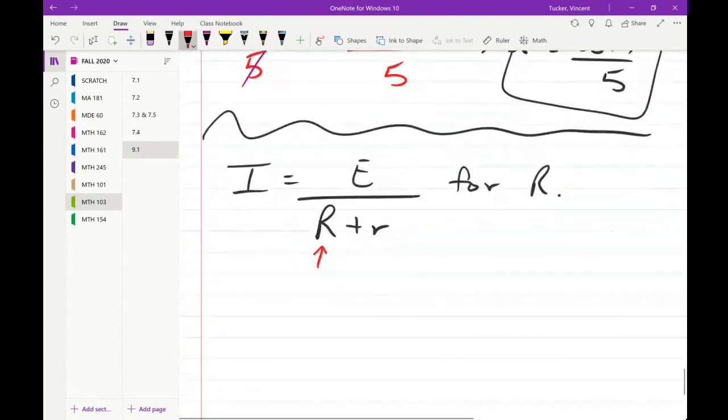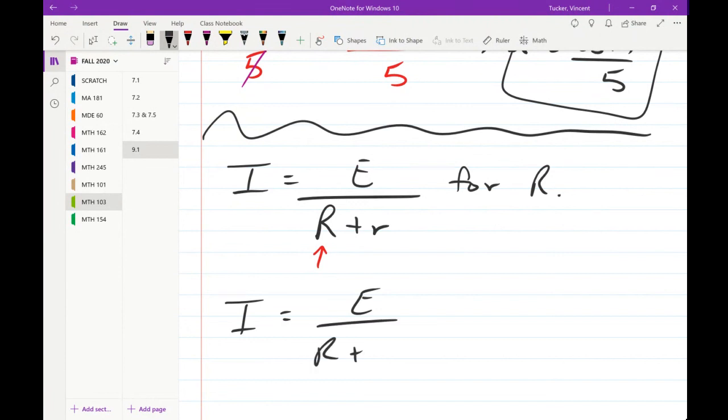All right. So we have the capital R, but we need access to it. We need to get it out of the denominator. So we have to multiply both sides by R plus r.